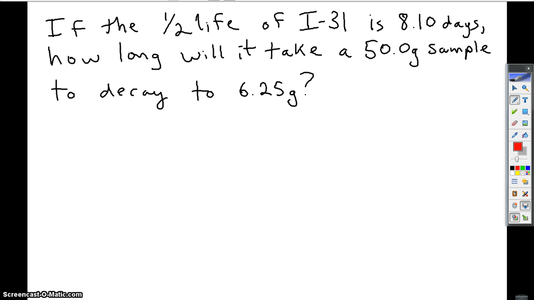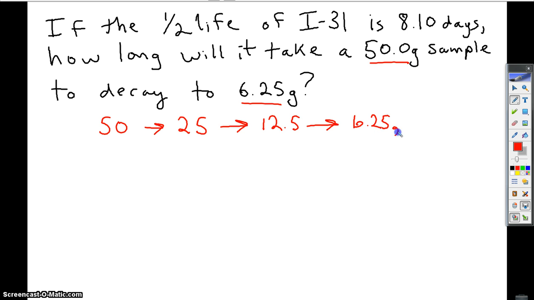Okay, our next example. If the half-life of iodine-31 is 8.10 days, how long will it take a 50-gram sample to decay to 6.25 grams? So again, we've got to figure out how many half-lives take place to go from 50 grams to 6.25 grams. Some of you can probably do this quicker in your head, but 50 grams will go to 25 grams, will go to 12.5 grams, will go to 6.25 grams.